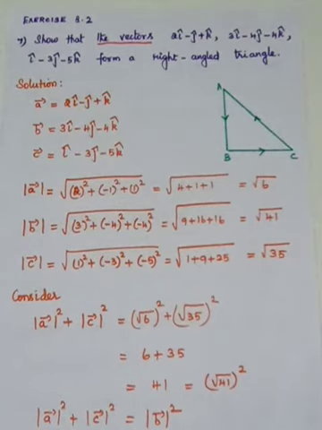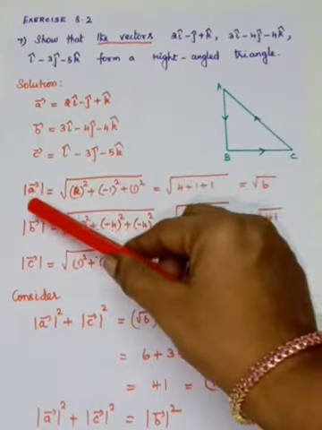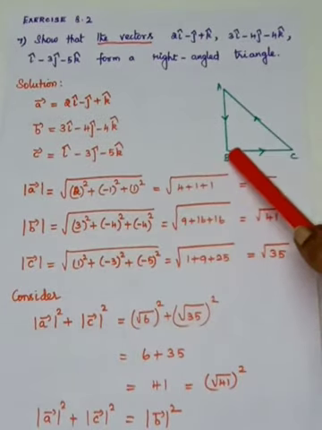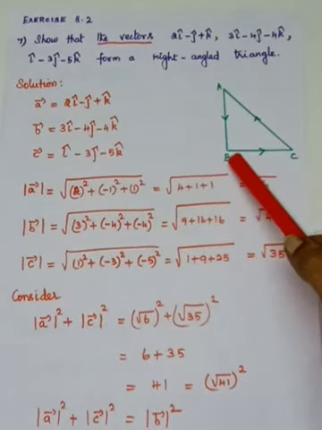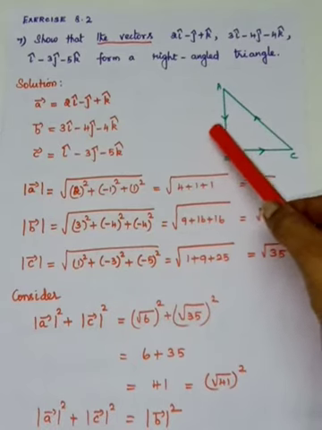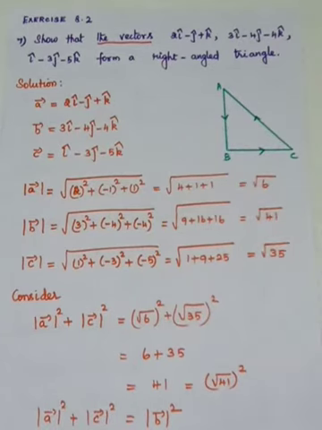Okay, so we have to prove that they form a right angle triangle. For the right angle triangle, if you verify Pythagoras theorem, we can say the triangle is a right angle triangle. For that, we need the length of the side. The first vector A vector is represented by the side AB vector, which means we have to find the length of the side for verifying Pythagoras theorem.